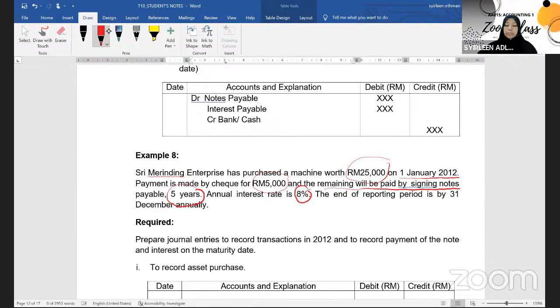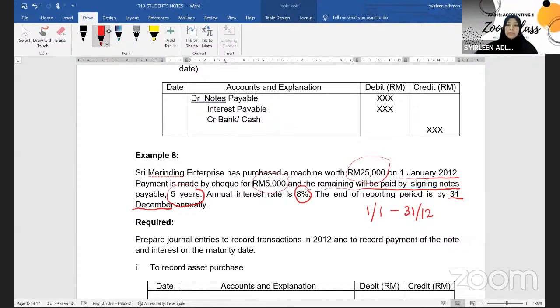So that means you need to pay for the interest for 5 years, so it means 8% times 5. But the principal remains as 20,000. The end of the reporting period is 31st December annually. This is actually the closing date for the company. Marinding Enterprise's accounting period starts from 1st of January and ends on the 31st of December. You need to know the closing date in order to journalize the interest expense.